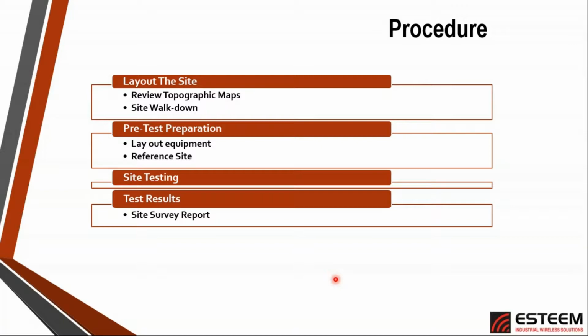So overall, you're doing the same thing. We're testing the equipment, we're setting up this reference site, then we'll go out to the remote locations, make the test, and ultimately come back with what results we should have. We then put all of this information into a site survey report. Okay?